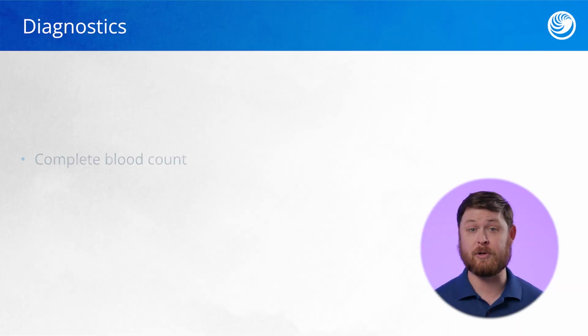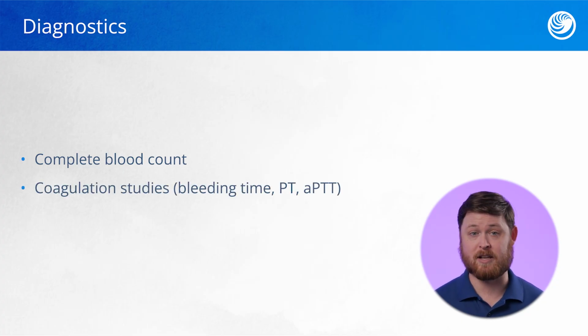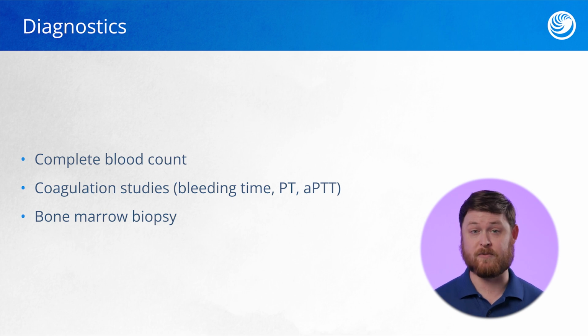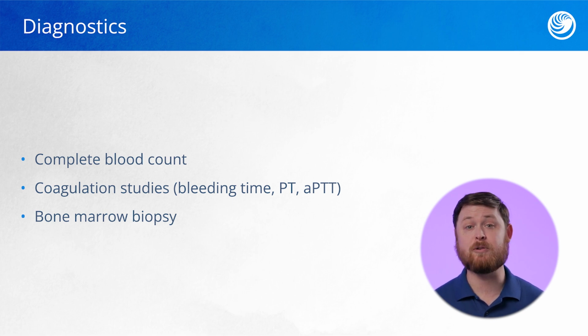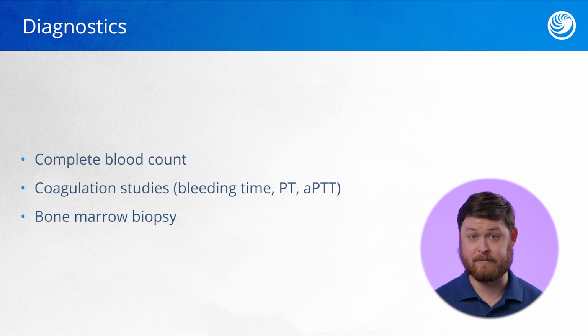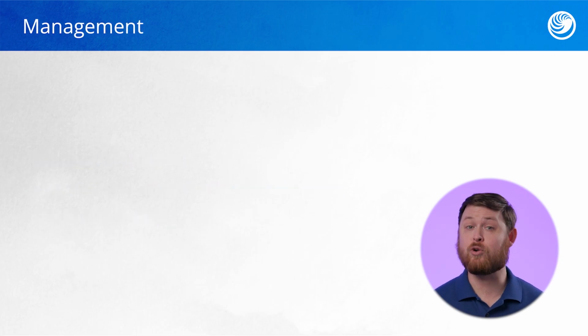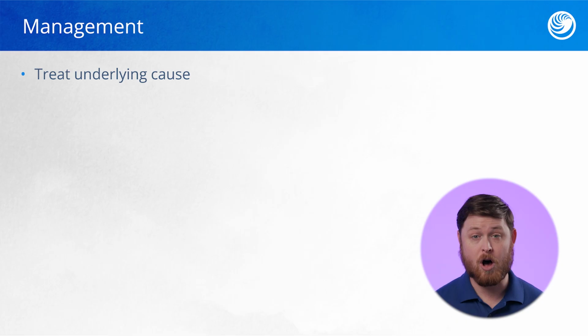To diagnose thrombocytopenia, the healthcare provider will look at certain laboratory studies, including a complete blood count to assess platelet levels, and coagulation studies to assess for increased bleeding time, PT, and APTT levels. If necessary, the healthcare provider may perform a bone marrow biopsy to assess for the presence of certain malignancies that may contribute to the development of thrombocytopenia. To manage or correct thrombocytopenia, interventions will focus on treating the underlying cause.